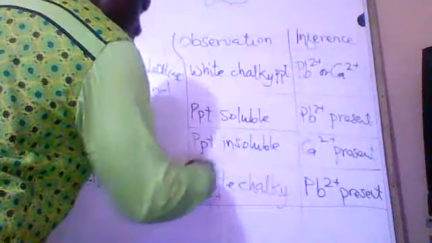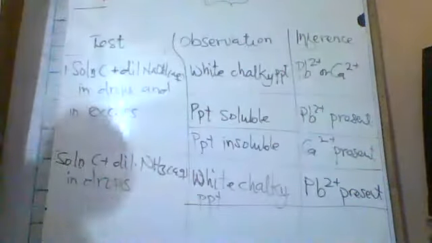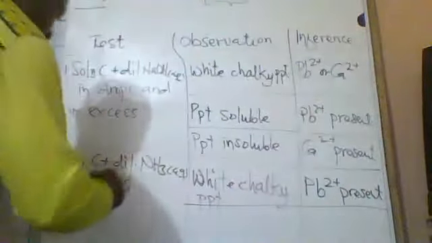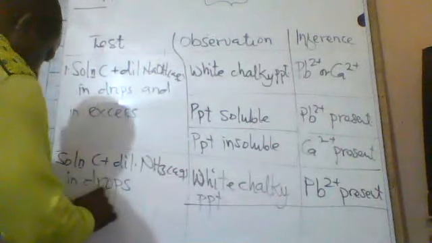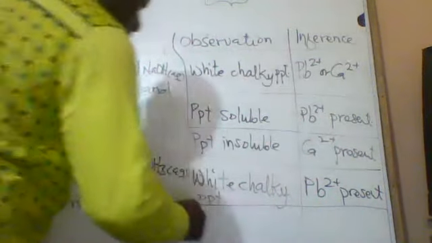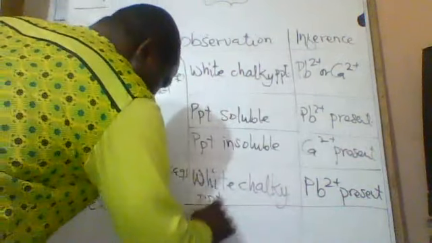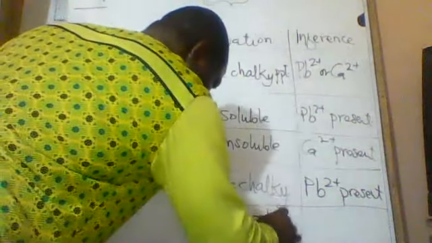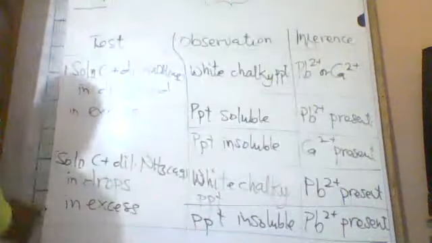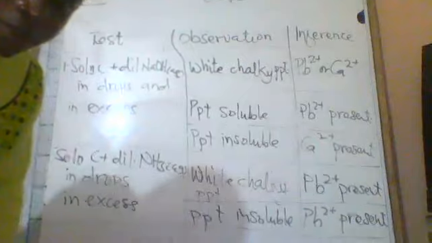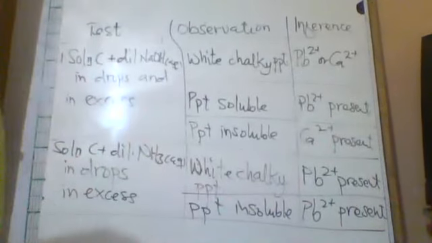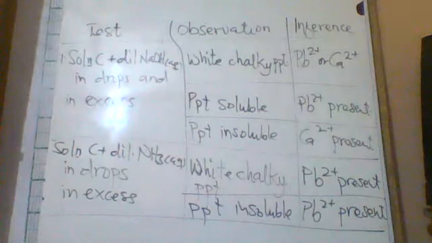So if you add in drops and there's no PPT, then that one is calcium. And then in excess, the PPT is insoluble. It is saying Pb2+ is present. The Pb2+ PPT will be insoluble, because the ammonia solution is a weak base.